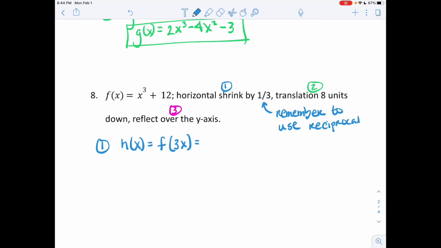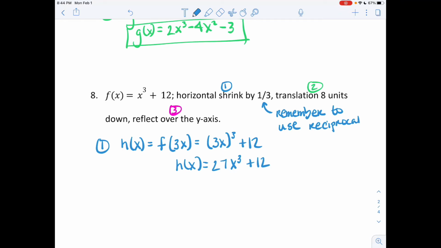If I have x raised to the 3rd power, now I'm going to say 3x in parentheses raised to the 3rd power. Remember that horizontal transformations only affect x. They don't affect the entire function. And then I still have my plus 12. So this would be h of x is equal to, well, I need to take 3 and I need to cube it. So 3 times 3 times 3, that's going to give me 27. And then I need to take x and cube that, and that will be x cubed, and then plus 12.